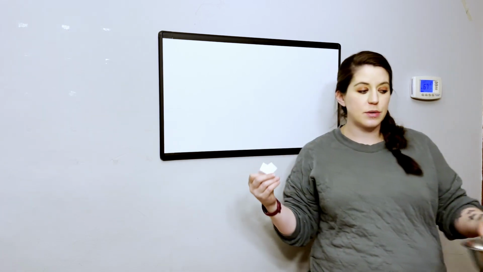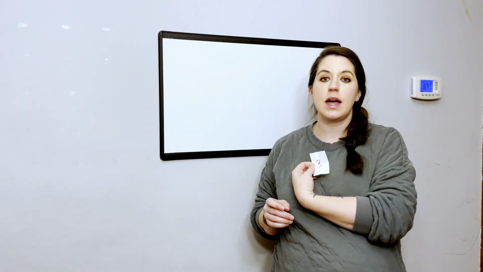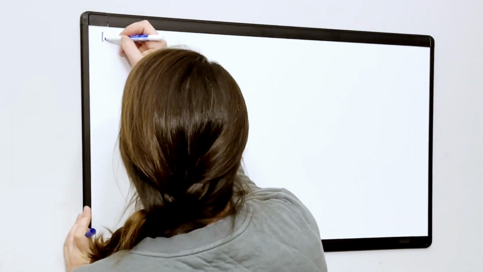So first we're going to pick the number of incomes that this household has. And they have 3 sources of income. So for this scenario, we're going to go with 2 working adults with a 3rd source of income. So we have $35,000 a year and $45,000 a year.